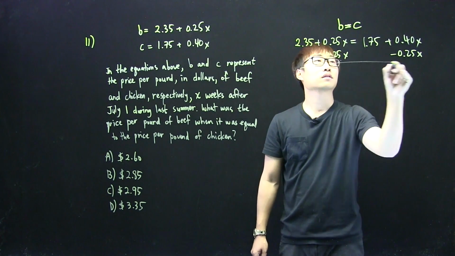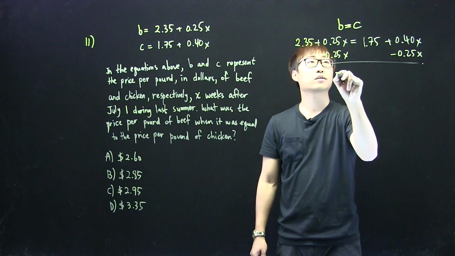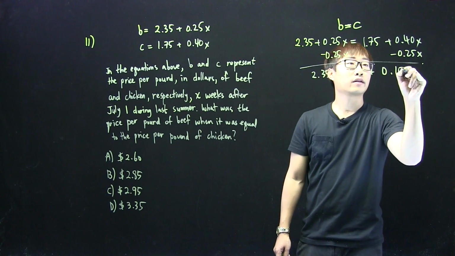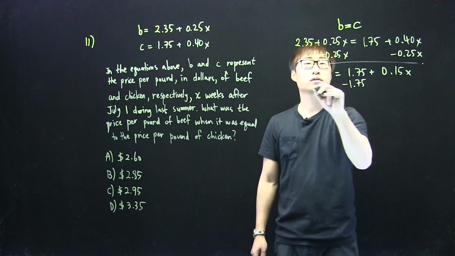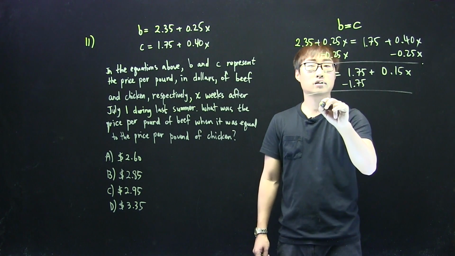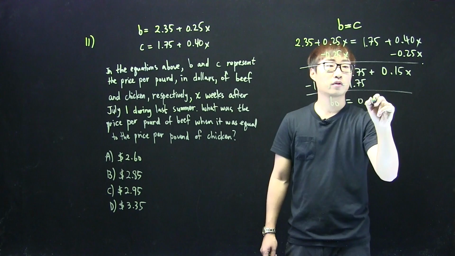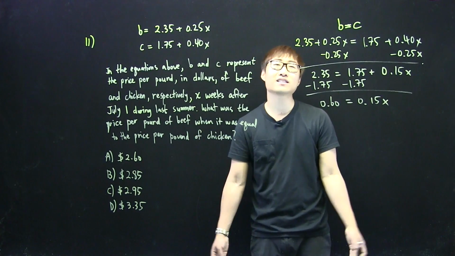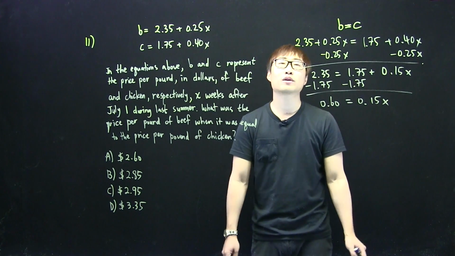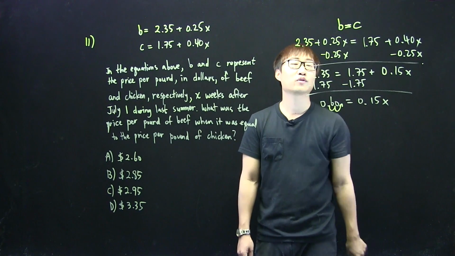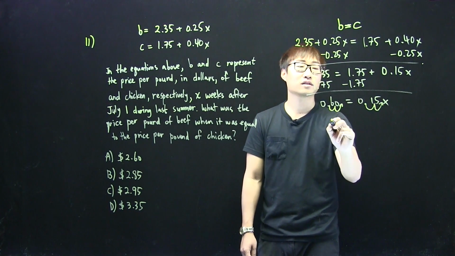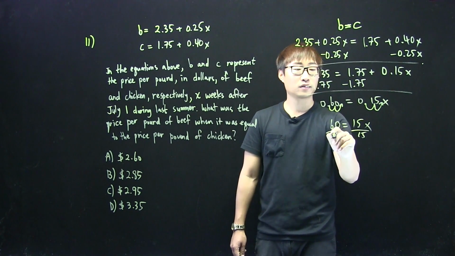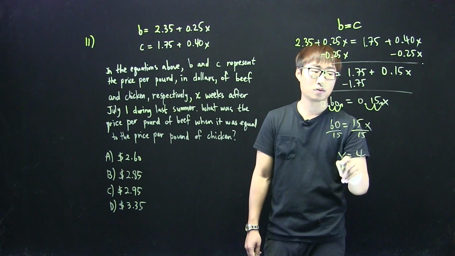0.25x on both sides. Then I get 2.35 is equal to 1.75 plus 0.15x. Subtract 1.75 on both sides. I get 0.60 is equal to 0.15x. Now, people hate dealing with decimals, and so do I. So what do I want to do? Just move them over. I'm going to move 2 over here, so I'm going to also move 2 over here. Then I get 60 is equal to 15x. Oh, much better to work with. Divide by 15 on both sides, x is equal to 4.